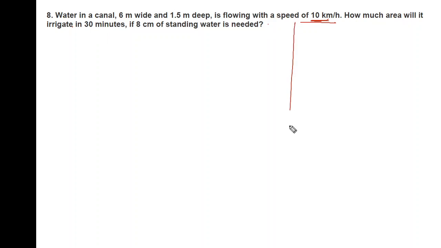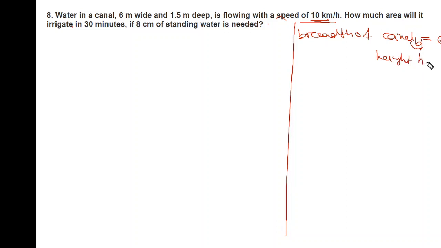So let's write breadth of the canal. Breadth of canal equal to 6 meter. We can write it B. Breadth of canal is B. Then height of canal H, you can say H is equal to 1.5 meter. Here again speed is given. Speed of the water equal to 10 km per hour.